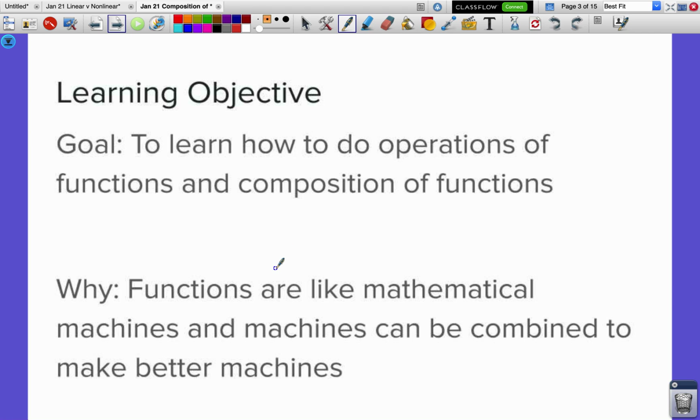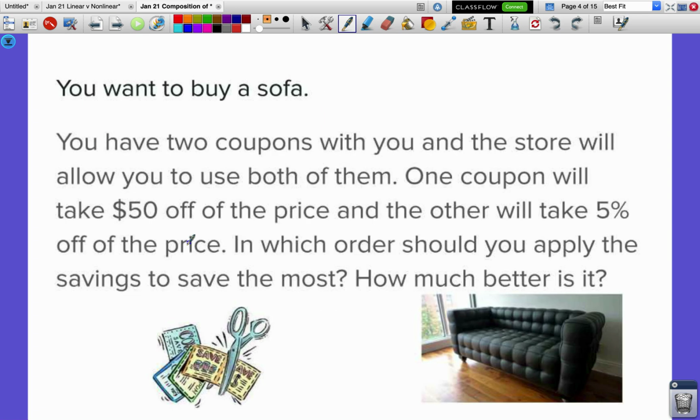All right, goal for today is to learn how to do operations of functions and composition of functions. Functions are like mathematical machines, and machines can be combined to make better machines. I would also say this is the closest link between algebra and coding, is when we start talking about functions.